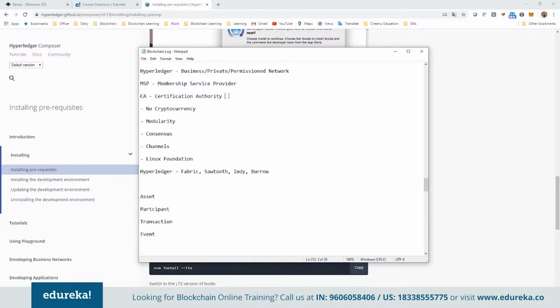So there are two things. One is your MSP, the membership service provider, which basically keeps track of who needs access, what privileges can be given, and who all can access the network. And then there is a certification authority, which basically issues the certificate on the request of the MSP, so that those certificates can be given to the respective nodes, peers, or individuals who are becoming part of the network.